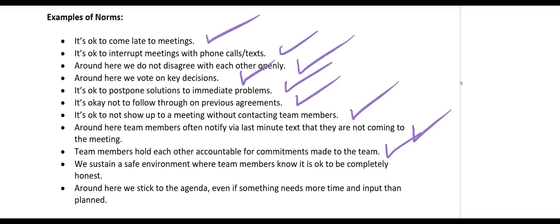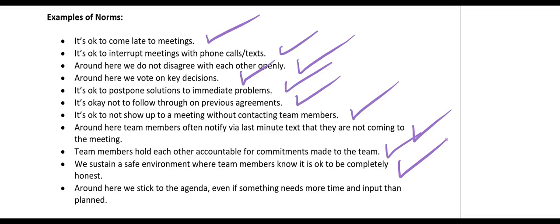We sustain a safe environment where team members know it is okay to be completely honest. It sounds wonderful. Everybody's completely honest and open. And if you ask people, they would say, yeah, I really want to have that. What happens in practice is there are often limits. Sometimes people, because they're not used to doing it or they don't have the skill, may say things in a way that's quite harsh. Are we able to work through that?